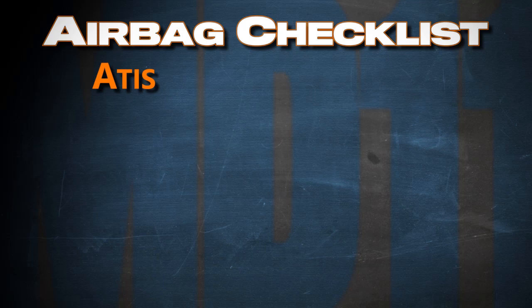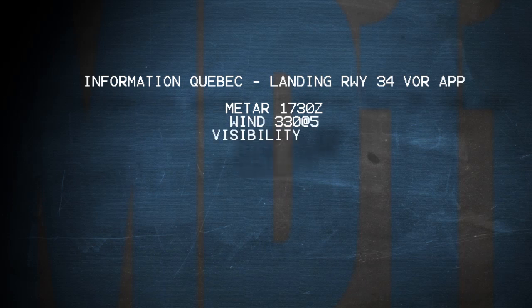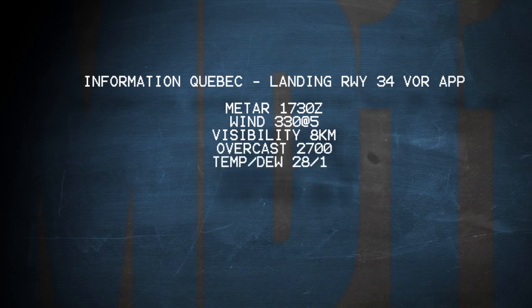Today's Zurich Airport ATIS is as follows. Zurich Arrival Information Quebec, landing runway 34, VOR approach. METAR report 1730 Zulu. Wind 333 degrees, 5 knots. Visibility 8 kilometers. Ceiling overcast 2700. Temperature 28. Dew point 18. QNH 1016. No significant weather. Transition level 7000. Zurich Arrival Information Quebec.